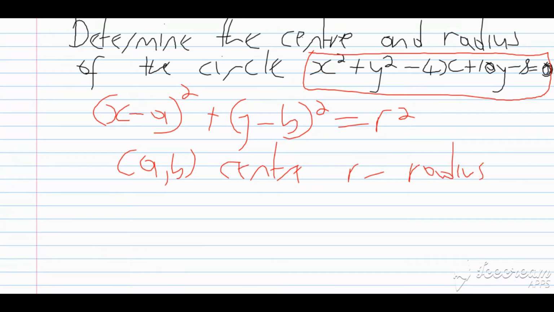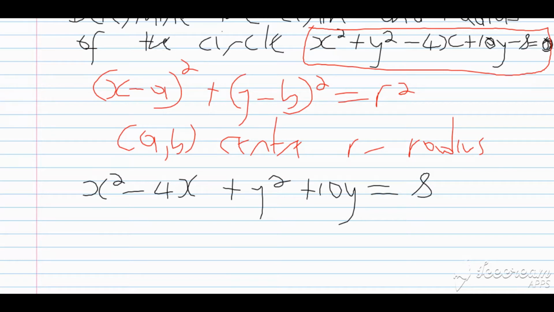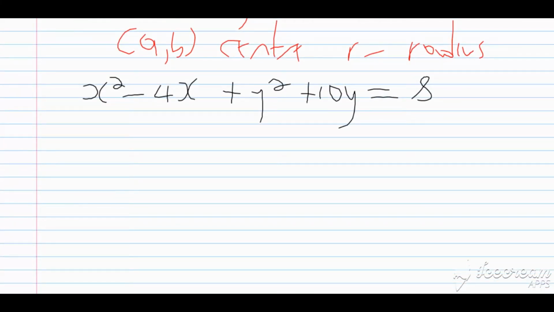So, therefore, if I'm going to get this equation in that form, I'm going to have to complete the square, and turn this into a perfect square. So let us start by doing some grouping. I'm going to have x squared, then the x term, so minus 4x, plus y squared plus 10y. We don't need this 8 on this side, so we're going to put it on the next side, is equal to 8.